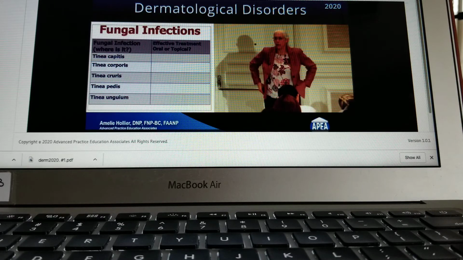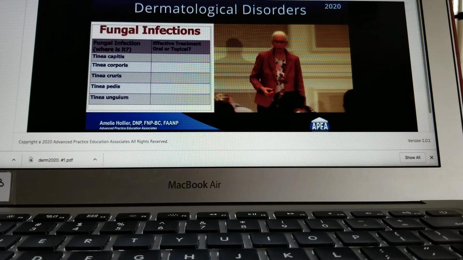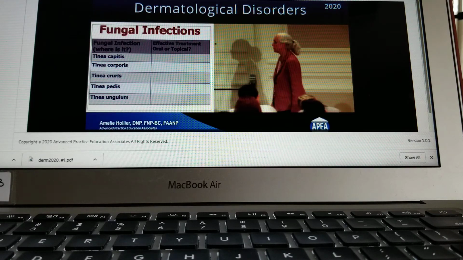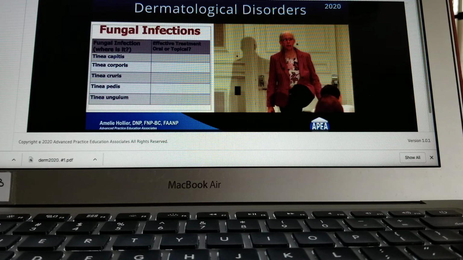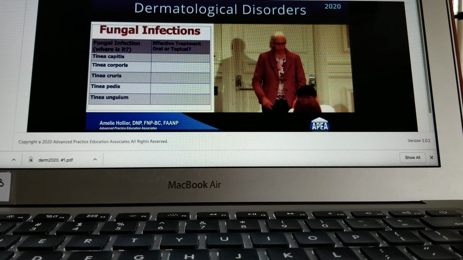It's on the body. Topical agent. Tinea cruris, which is jock itch. How do we treat that? Topical agent, because it's a superficial infection. Tinea pedis, how do we treat that? It's a superficial infection. We use a topical.